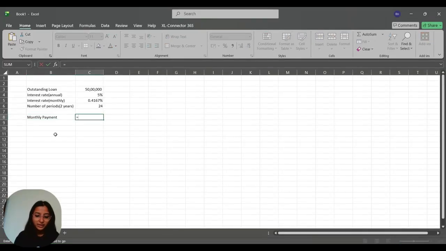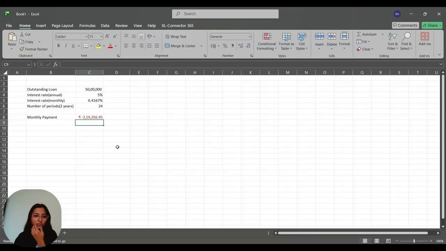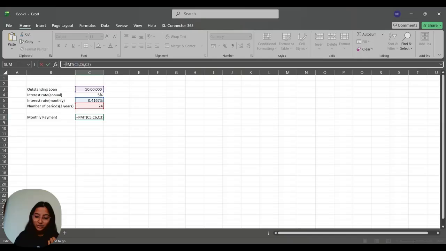We have a formula, that is PMT. The first argument is the rate. The rate is the monthly interest rate we have to add here, and the next is NPER, which is the number of periods, which is 24. And next, the present value, which is the total outstanding loan. So we will press enter. Okay, why is it coming negative? Because we have to enter the present value as negative here.